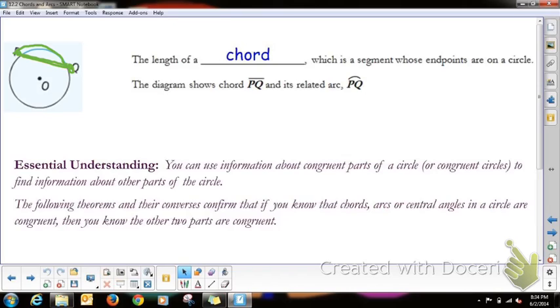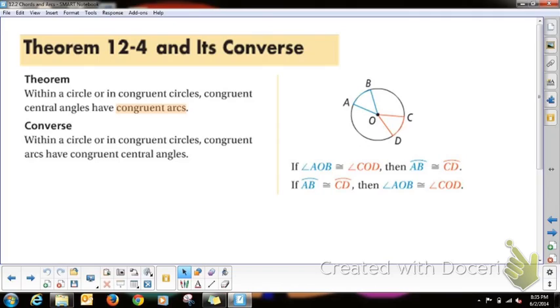The following theorems and their converses, you remember converse is when it's reversed. The if becomes the then, and the then becomes the if. The following theorems and their converses confirm that if you know that chords, arcs, or central angles in a circle are congruent, then you know the other two parts are congruent. So it's quite a bit of notes when it comes to the theorems here, this evening's notes, but they're very simple when it comes to the application of them.